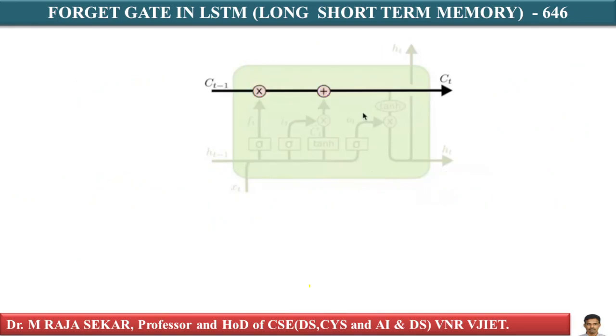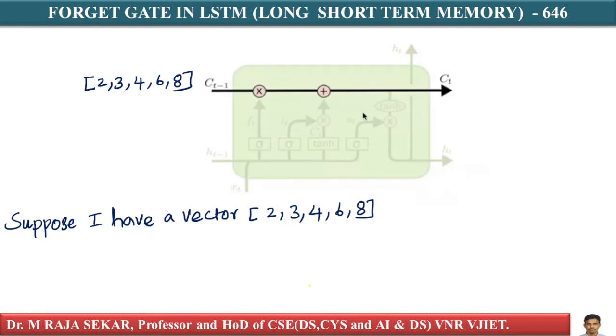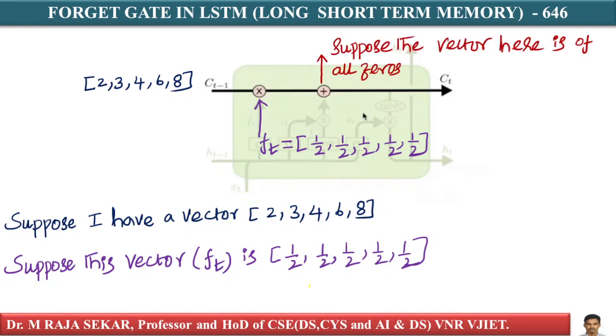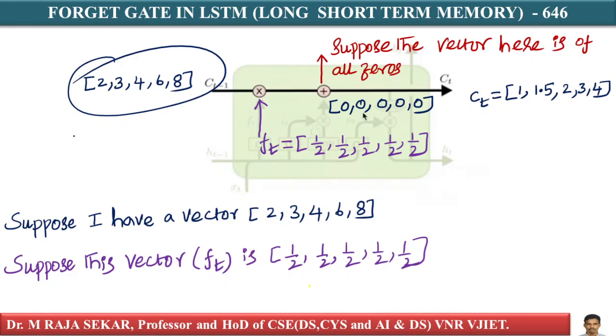Suppose I have a vector here. Let me assume I have the vector 2, 3, 4, 6, 8. Suppose the vector FT is all halves, 1 by 2, 1 by 2, something like that. The vector at the point-wise addition, I am assuming, is all zeros. Then my CT becomes... this is CT minus 1, isn't it? Now in this case, CT becomes half of this. I will get half of 2, 3, 4, 6, 8.